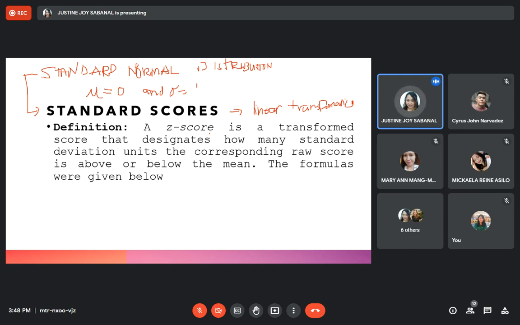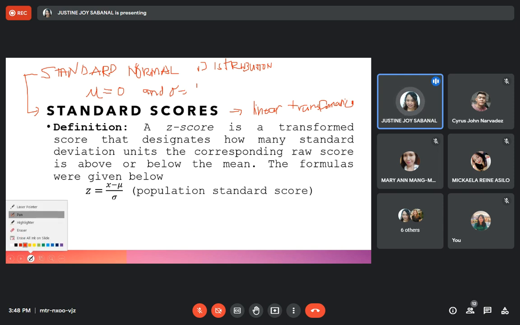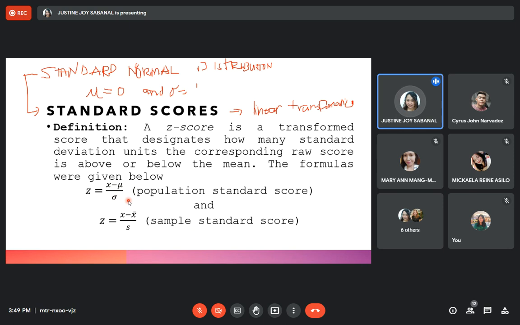So, the formulas were given below. For the population standard score, we have Z is equivalent to X minus mu, divided by sigma. And for the sample counterpart, we have x minus sample mean over sample standard deviation. So ito din po yung concept ng measures of relative dispersion na inaral or diniscuss natin dati. So ganitong konsepto rin lang yung papasok sa standard score.